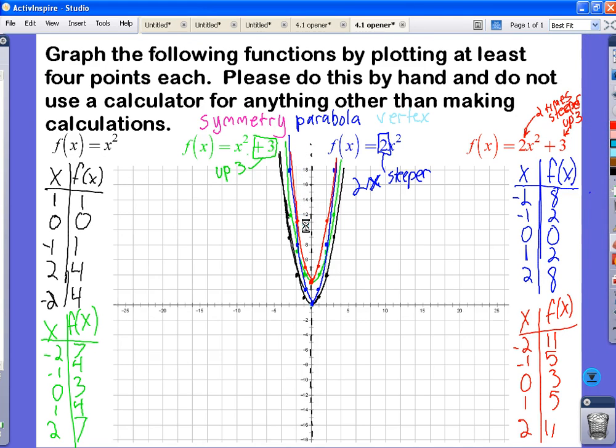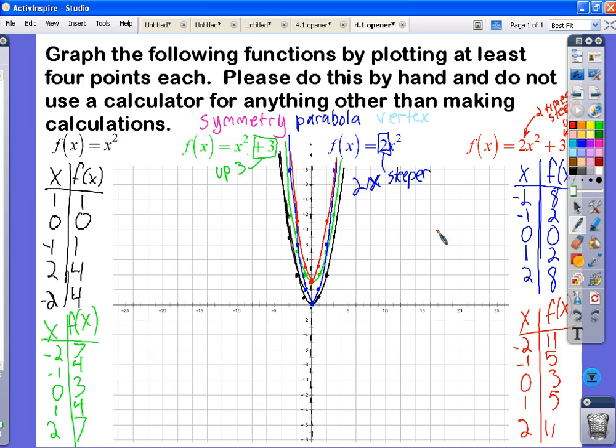So does it look the way we expected it to look? Yes. No? Like we said, it would get steeper, right? Multiplying this by 2 makes it steeper.